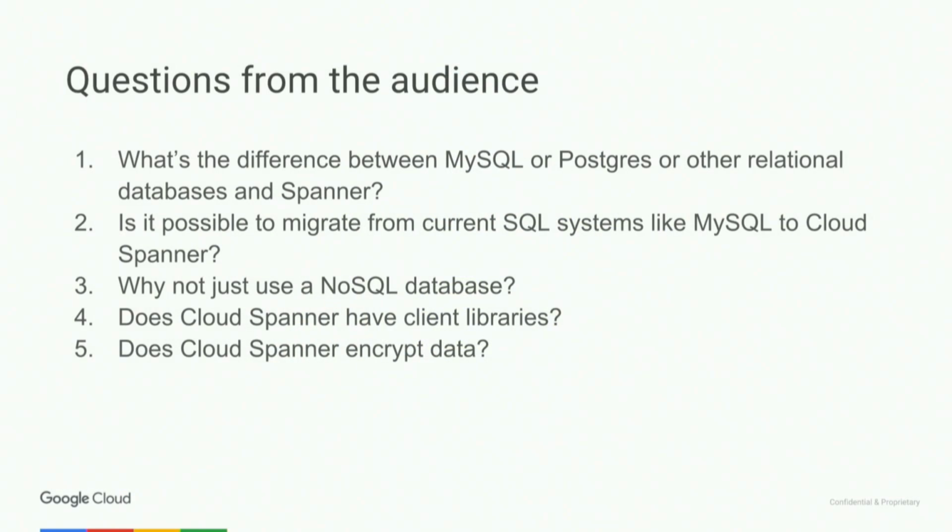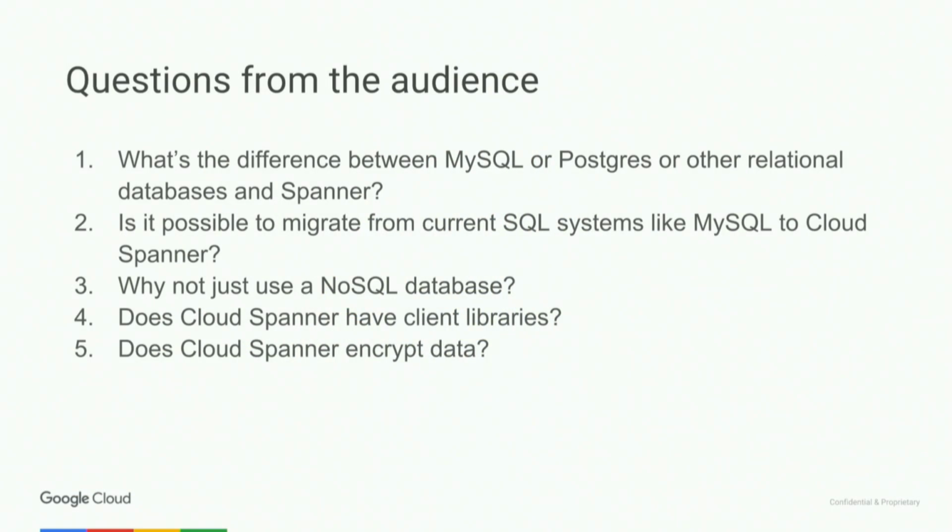The fourth question is, does Cloud Spanner have client libraries? Yes, we do have client libraries. We have client libraries for Node.js, Java, PHP, Go, and Python. And we are working on a lot of other ones. We also have C#. We even have the C# ORM connector already available.